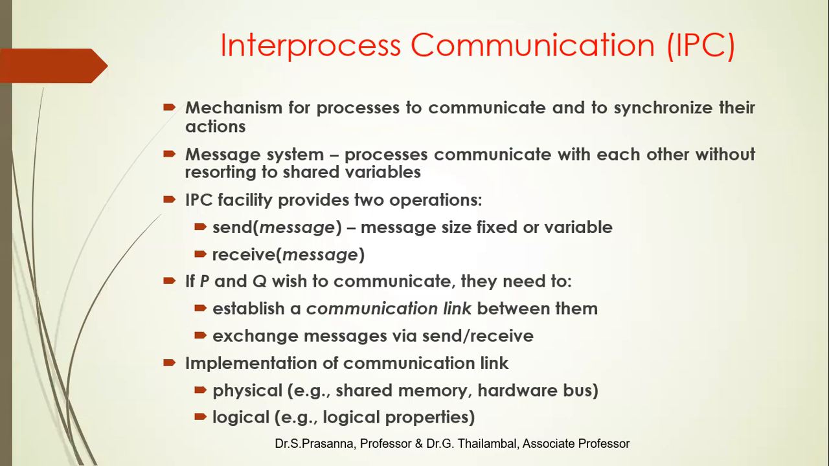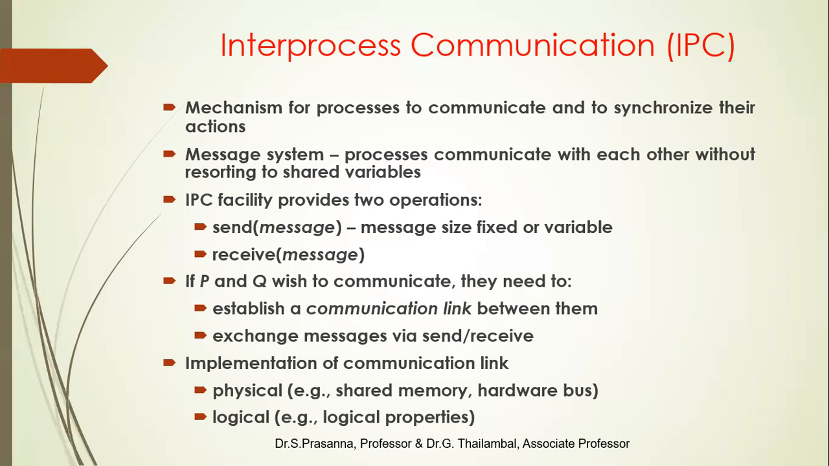So if P and Q wish to communicate, they have to first make a communication link between them, and only then can they exchange the messages. It could be either sending or receiving. When P sends a message to Q, it is sending. When Q sends a reply to the message sent by P, then it is receiving for the P process.